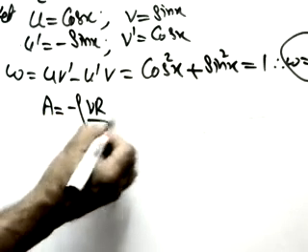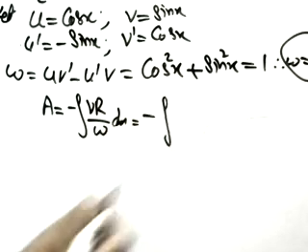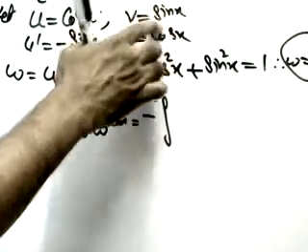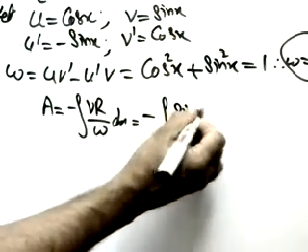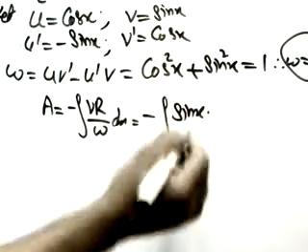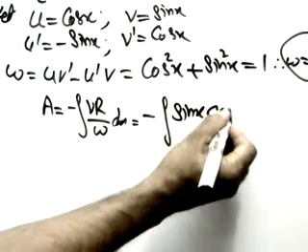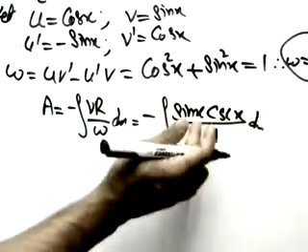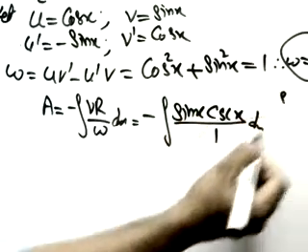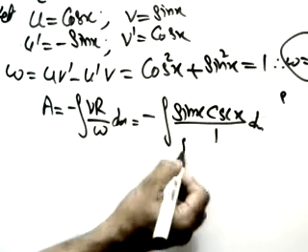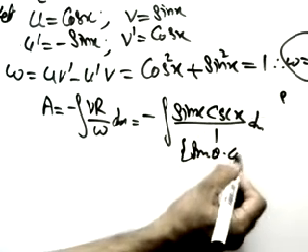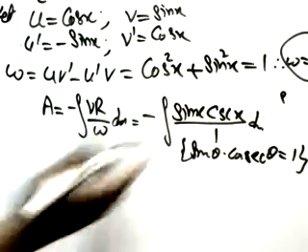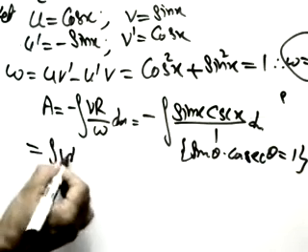A equals minus integration of v into r by w. What is the value of v? We suppose v is sin x. So sin x. In the starting we denoted r as cosec x, divided by w, which is 1. It's so easy. Why? Sin theta into cosec theta is 1. Therefore, this will become 1.